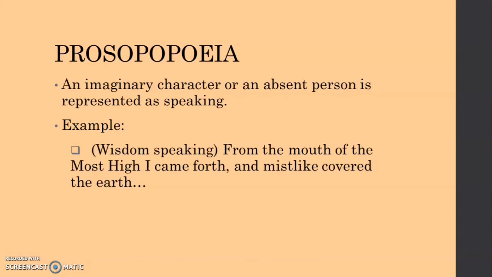And lastly, we have prosopopoeia. An imaginary character or an absent person is represented as speaking. Example: from the mouth of the Most High I came forth, and mist-like covered the earth. In this example, we hypothetically believe that wisdom is the one speaking or saying this line.